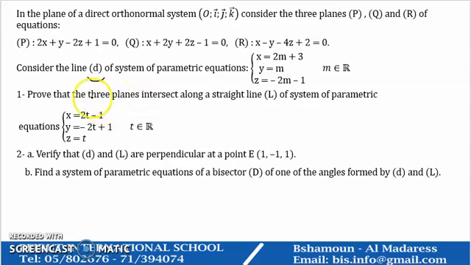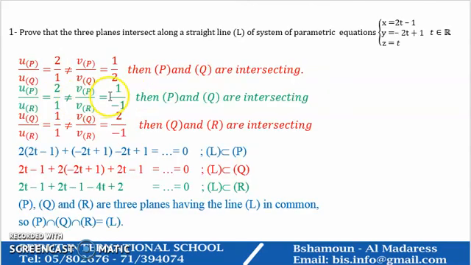Our first question is, in fact, they ask us to prove that the three planes intersect along a straight line L of parametric equations x equals 2t minus 1, y equals minus 2t plus 1, and z equals t, where t belongs to R. If I'm going to prove that planes intersect along a straight line, first of all, I'm going to prove that they are not parallel or confounded.